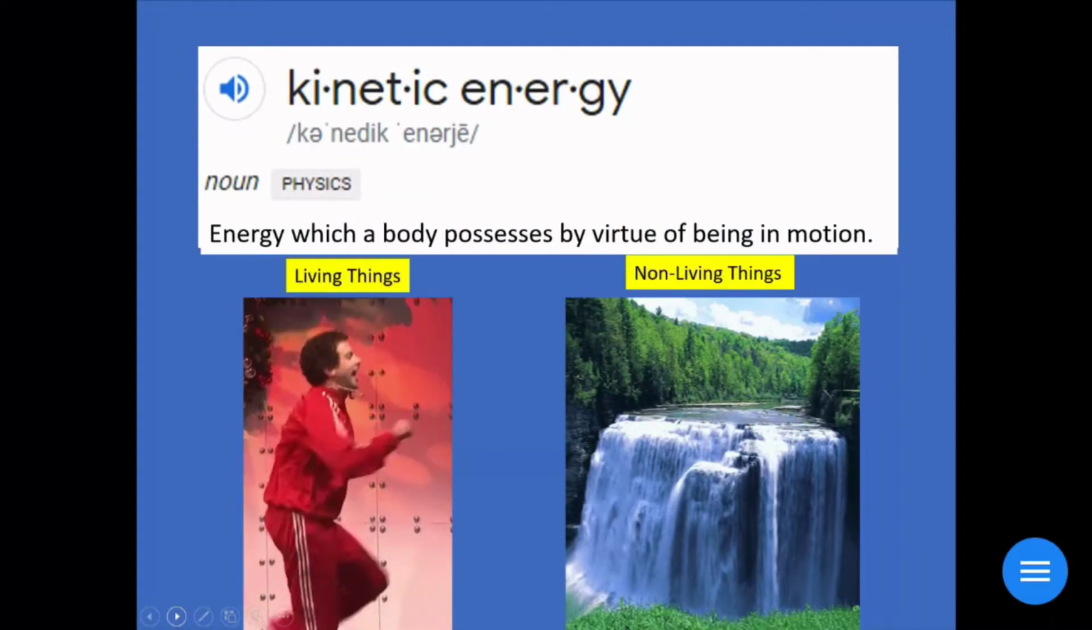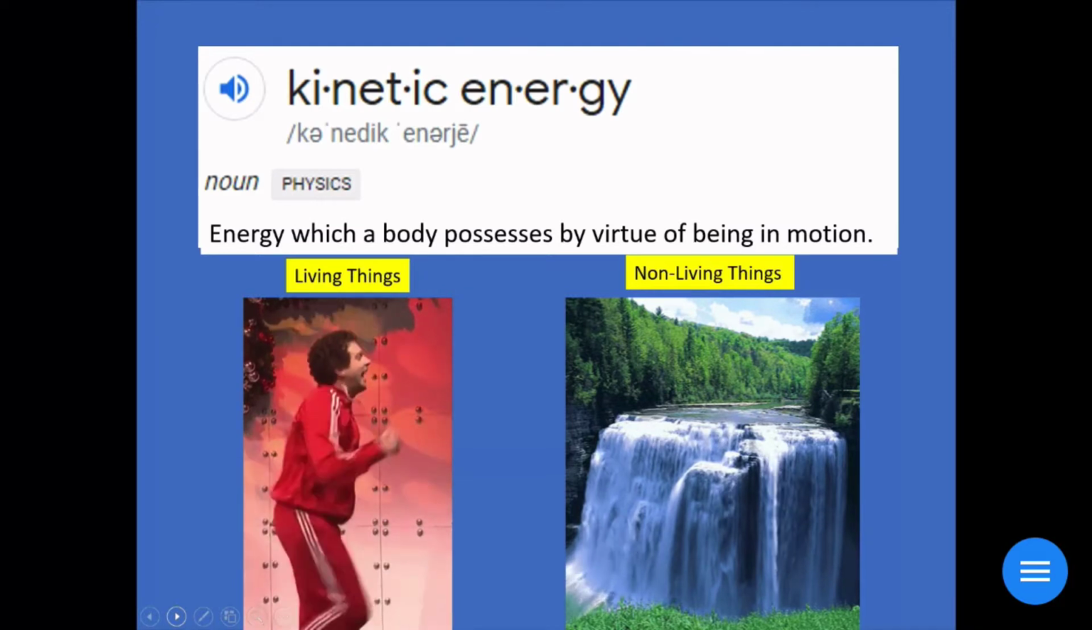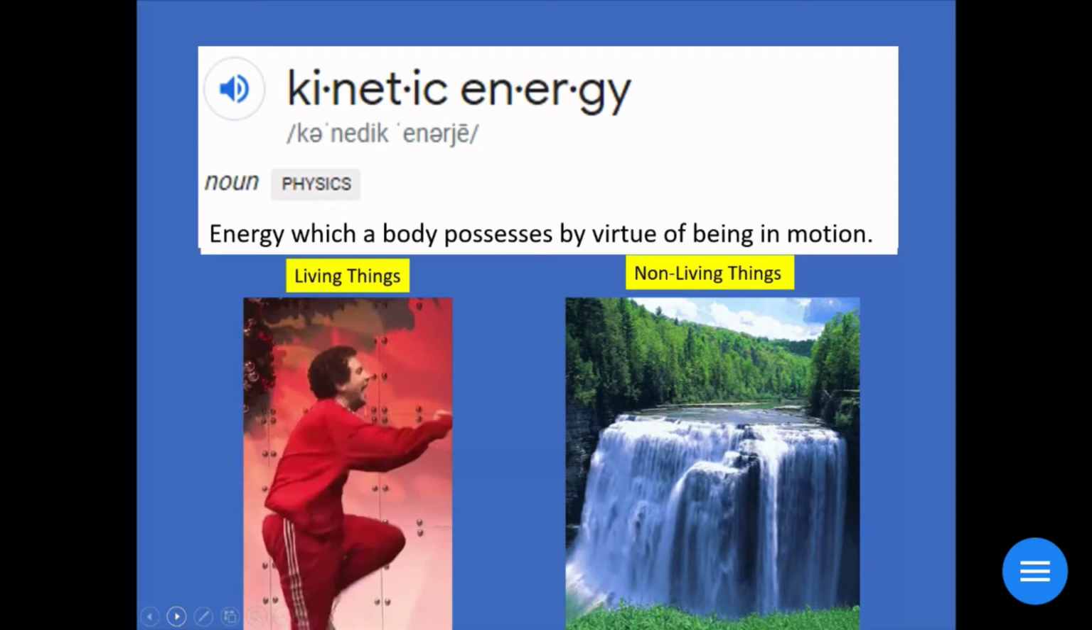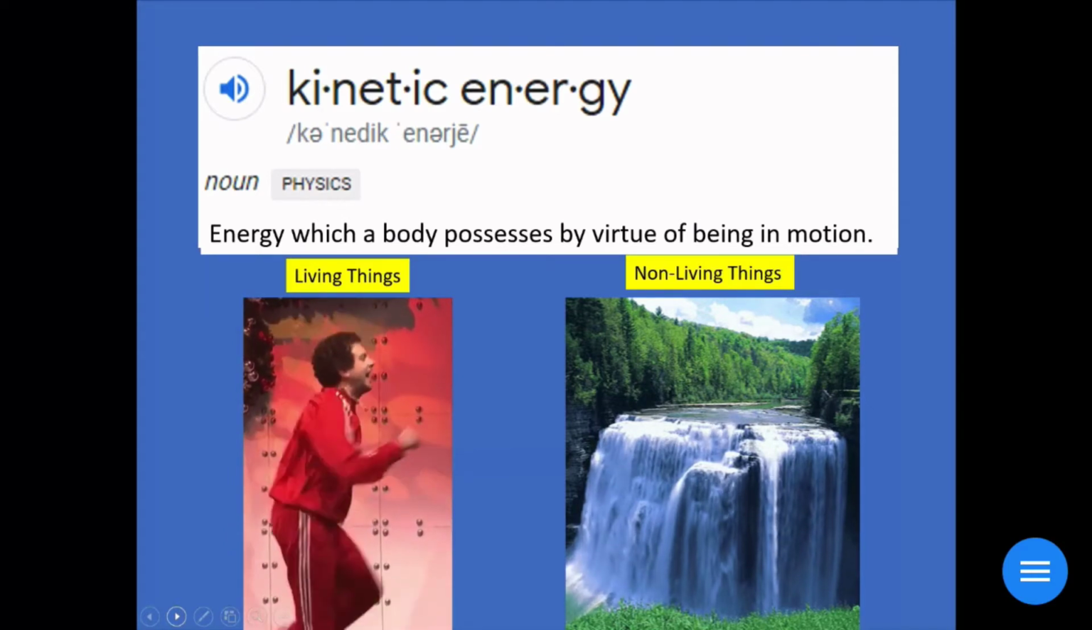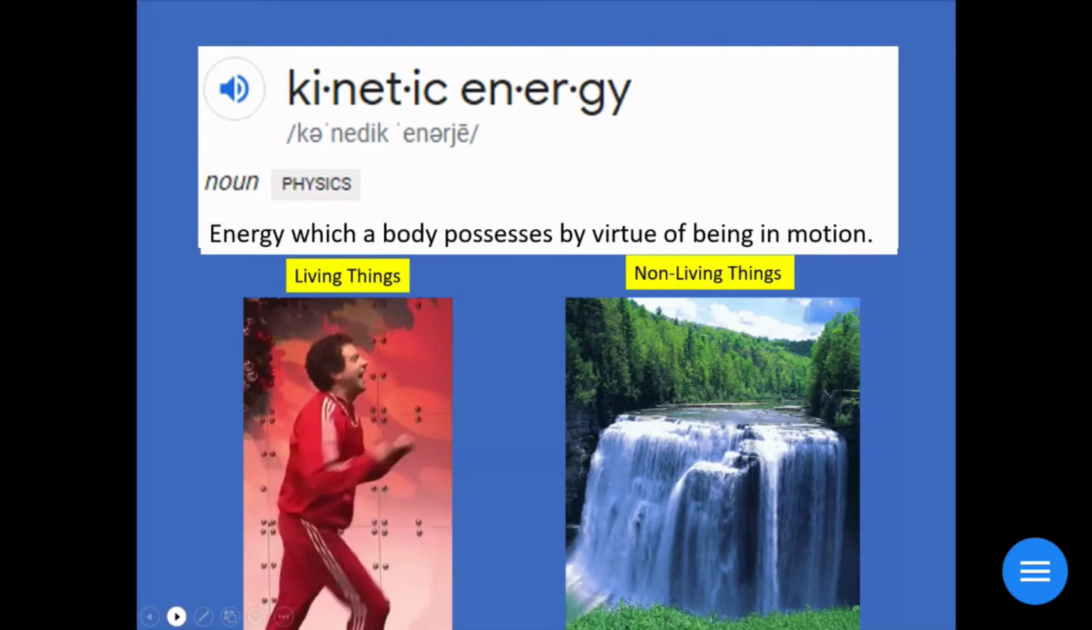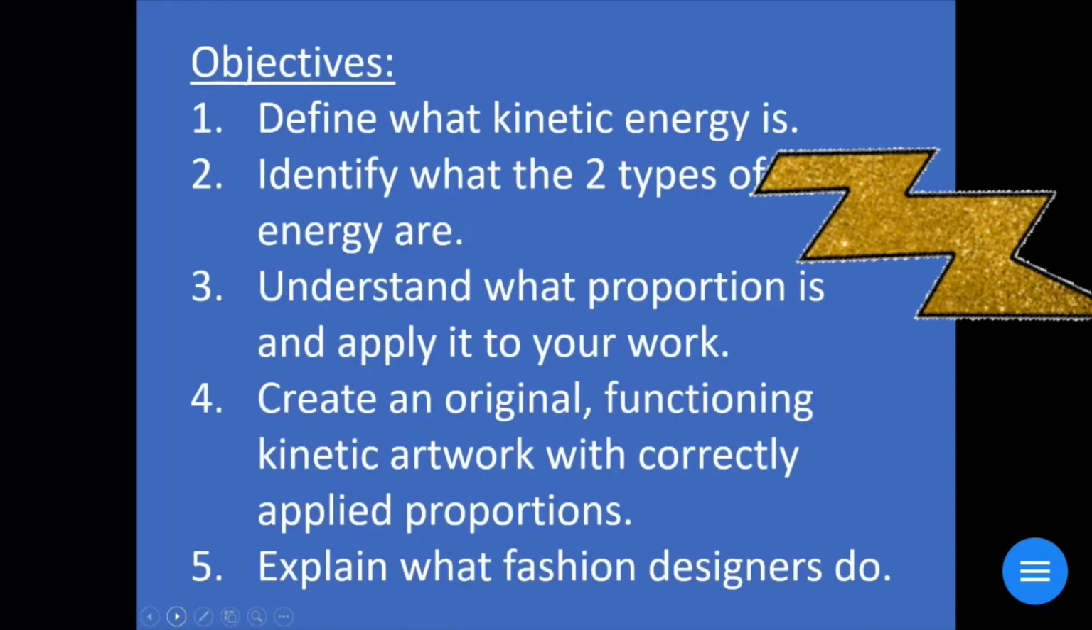Today we're going to be learning about kinetic energy and how it relates to art. Kinetic energy is the energy which a body possesses by virtue of being in motion. So we're going to be looking at things that are in motion today. All right, our objectives for today are: define what kinetic energy is, which we just did; identify the two types of energy; understand what proportion is and apply it to your work; create an original functioning kinetic artwork with correctly applied proportions; and explain what fashion designers do.